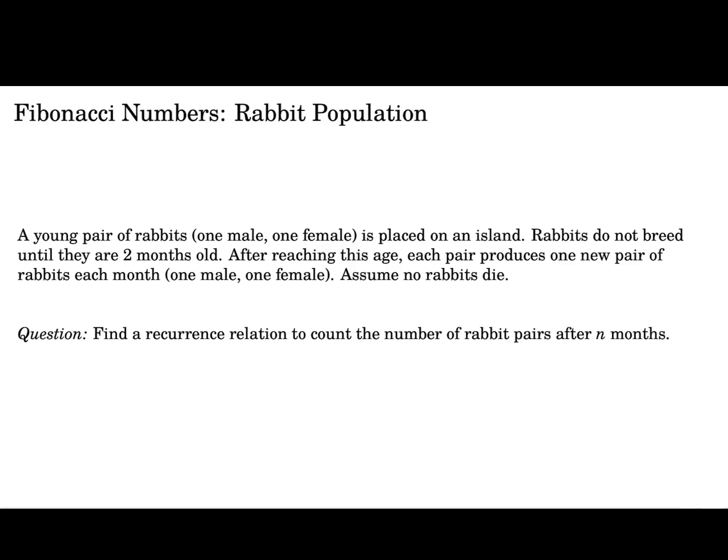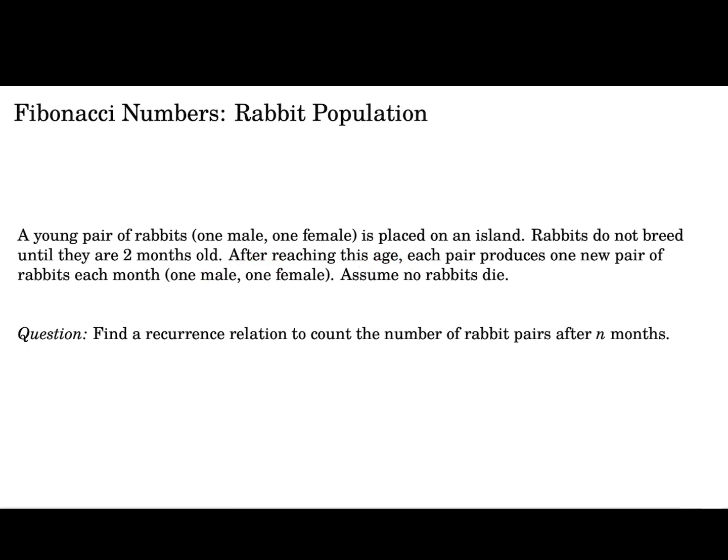Now, let's look at another example where recurrence relations appear naturally. This is the classical Fibonacci rabbit population problem. Maybe you've heard of it, and it goes something like this. You have a young pair of rabbits, one male and one female, which is placed on an island. Rabbits do not breed until they are 2 months old. After reaching this age, each pair produces one new pair of rabbits each month, one male and one female, and let's assume that no rabbits die.